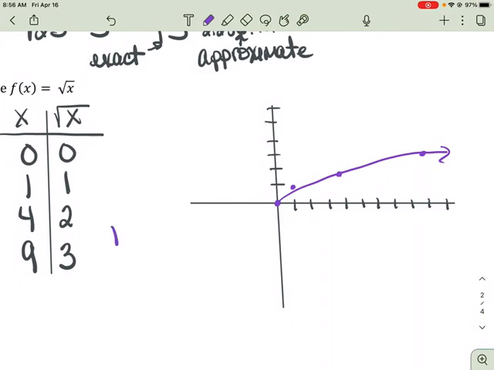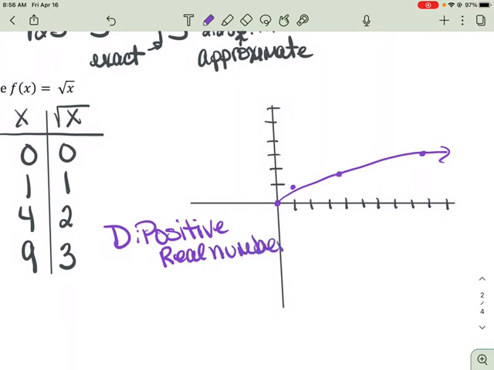So let's talk about domain. We can put in only positive numbers. Positive reals, I guess we can call it that, because you can take the square root of a decimal. You can take the square root of a fraction. And our range is the same.